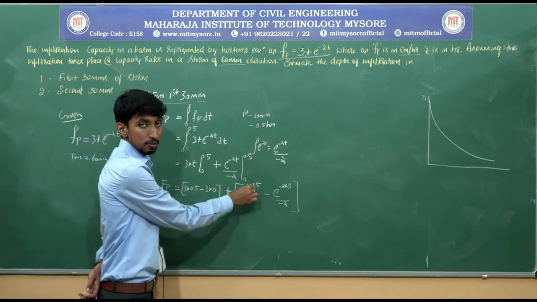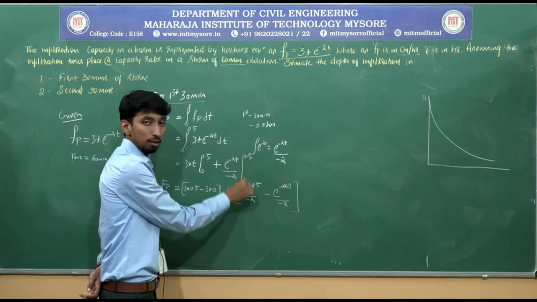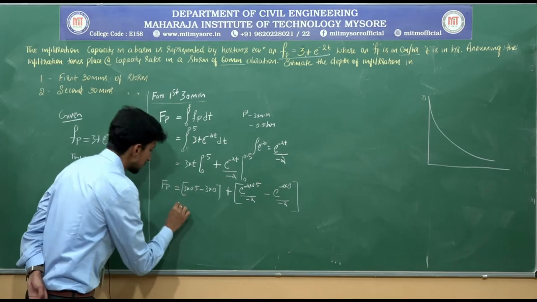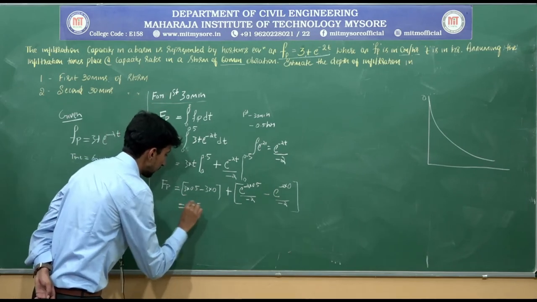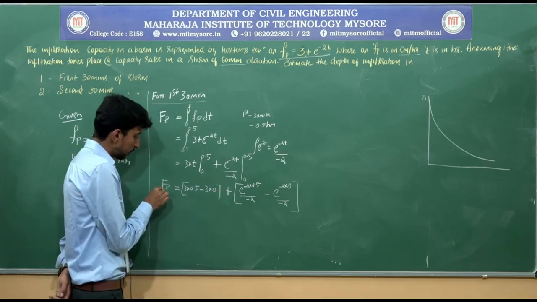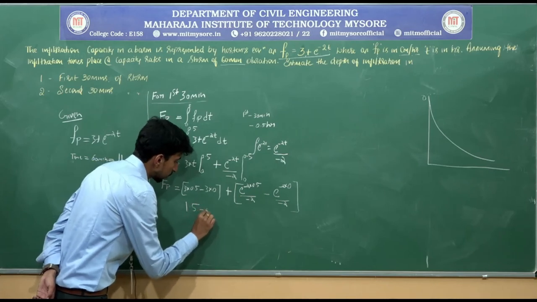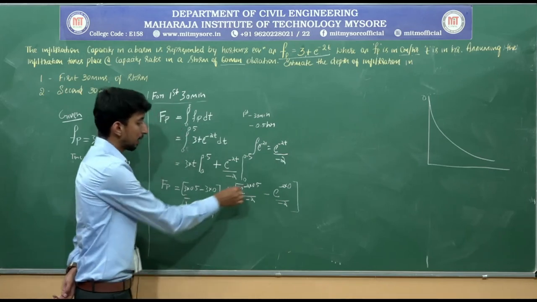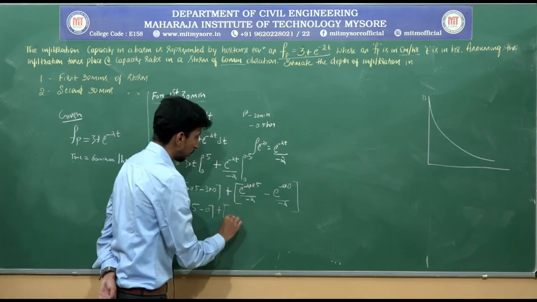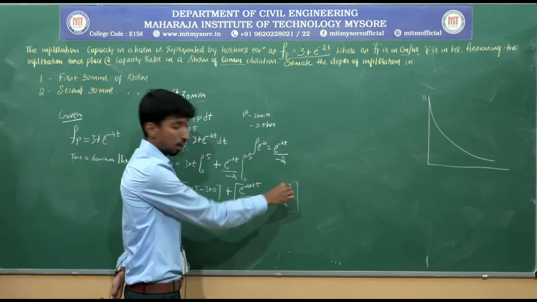Here 2 into 0.5 will become e power minus 1. 3 into 0.5 is 1.5, 3 into 0 is 0. Here the Fp value equals 1.5 minus 0, and e power minus 1 by 2. If you substitute e power minus 2 into 0 by 2, you will get the value of half.